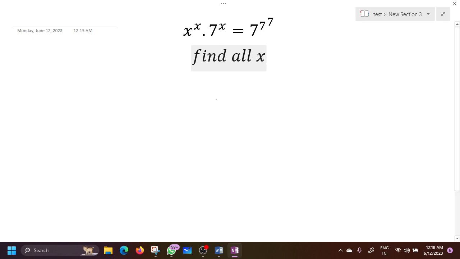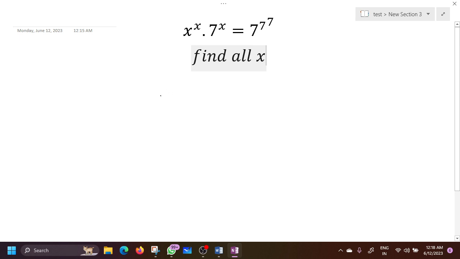Welcome everyone. We have this question based on exponential equations. We can solve this question using logs, and we can also solve it without using logs. I am going for the method in which we are not going to use logs, and we will solve this equation based on the basic properties of exponents. So let's see what the problem is.